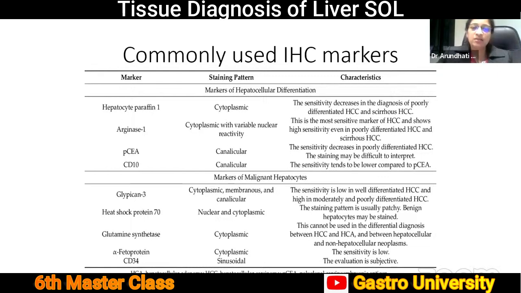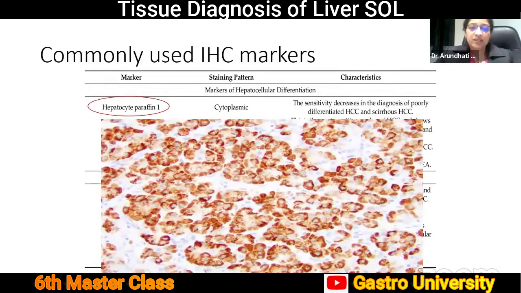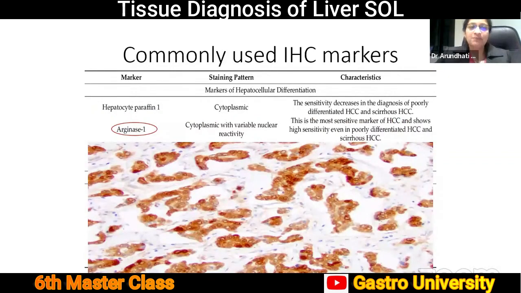And then there is a set of markers for malignant hepatocytes that includes glypican 3, heat shock protein 70, as well as glutamine synthetase. So this is a representation of HEPAR1. As you can see, it's a granular cytoplasmic expression and very sensitive in lower grade tumors or better differentiated tumors. And it has a poor sensitivity in serous HCCs as well as poorly differentiated HCCs. Arginase 1 is by far the most sensitive marker of HCC with a very high sensitivity even in poorly differentiated HCCs.